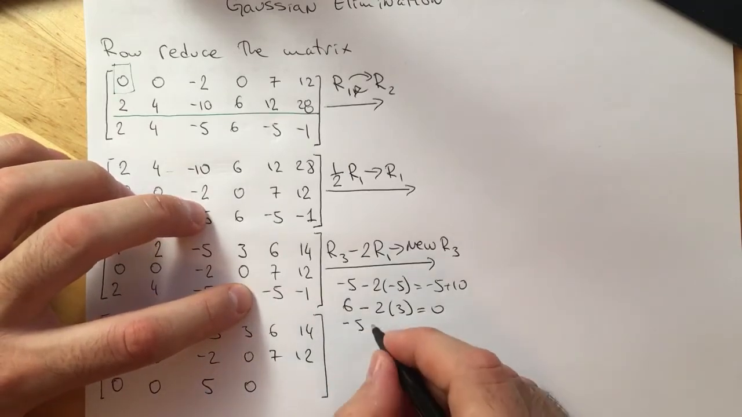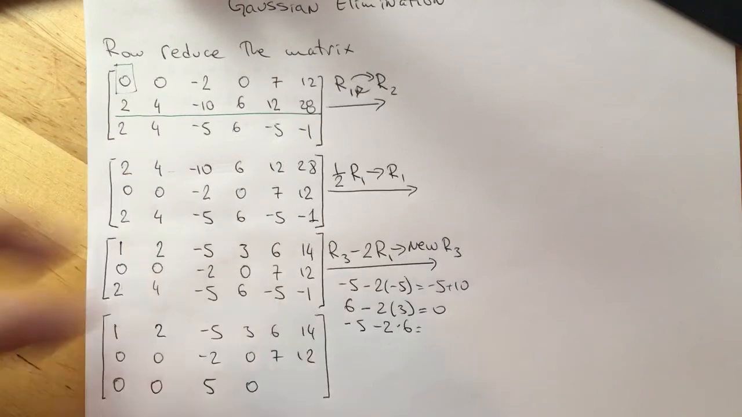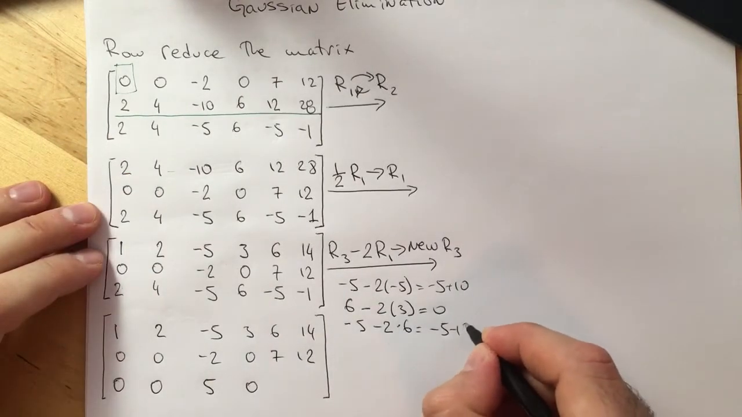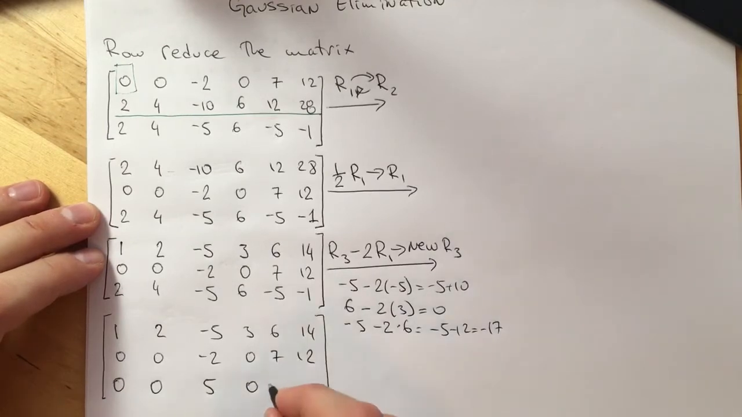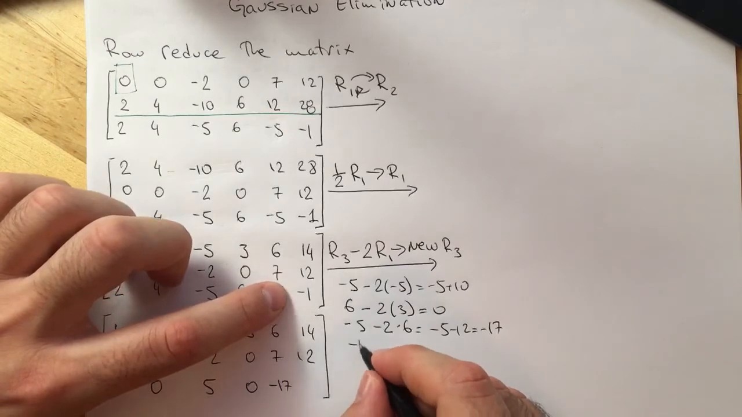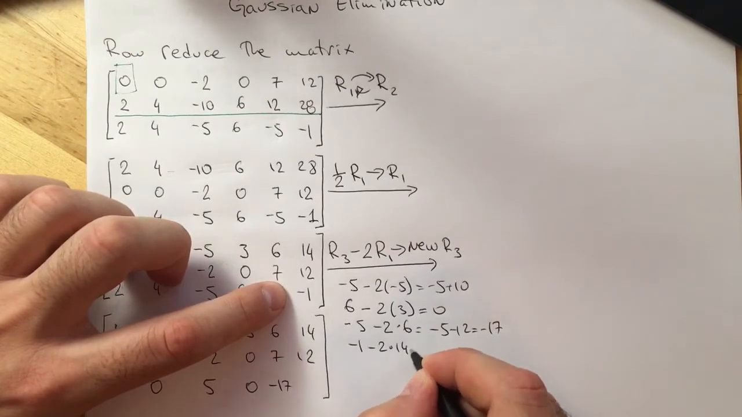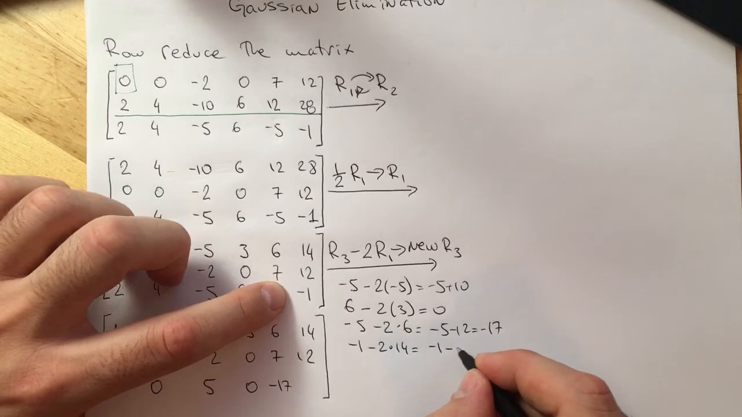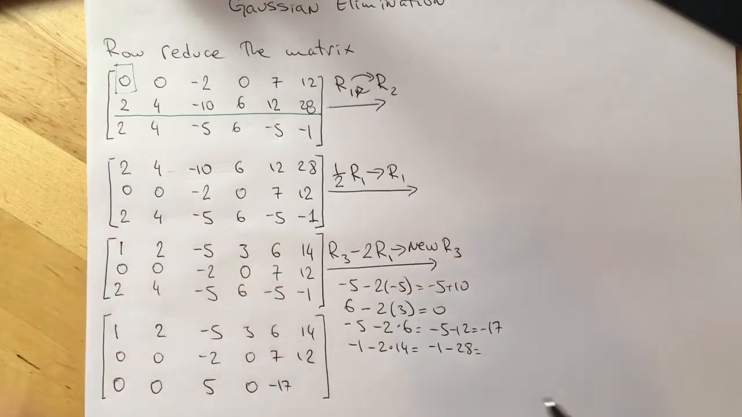Negative 5 minus 2 times 6, that is negative 5 minus 12, negative 17. And the last one, negative 1 minus 2 times 14, that's negative 1 minus 28, that's negative 29. I hope I didn't make any small mistake with the calculation. Negative 29.